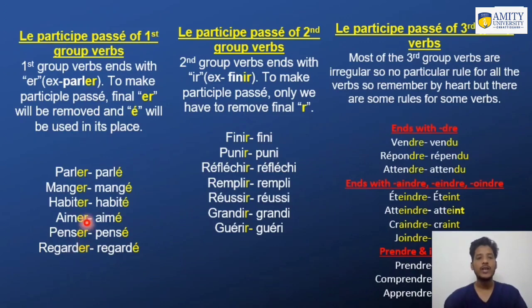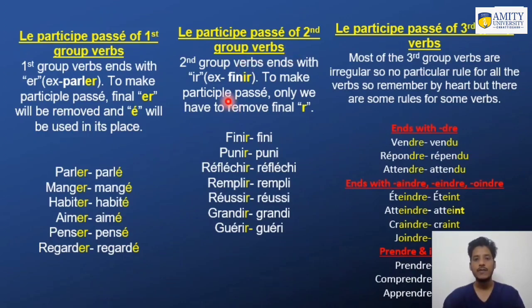So this is the way to make the participe passé of er ending or first group verb. So how to make the participe passé of first group verb? You have to remove er, and instead of that you have to use é. I think it's clear. So what about the second group? How to understand the verb is from second group? The verb that ends with ir, that is from second group.